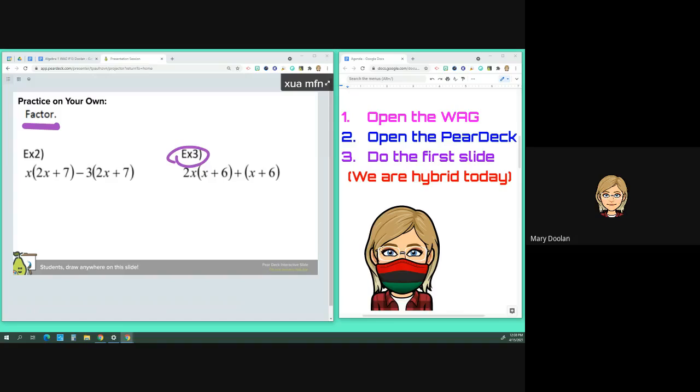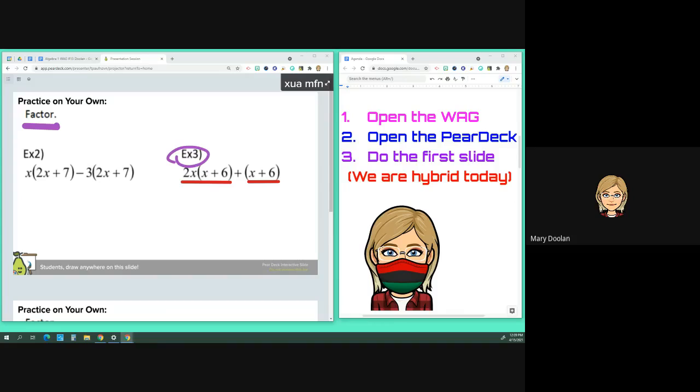Okay, so if you look at the polynomial that's given, the first term is 2x times x plus 6. Okay, so this is one term. The second term is x plus 6. Okay, so it's all the stuff multiplied together plus this other stuff that's in parentheses. And we still have to figure out what the GCF of those two terms is.